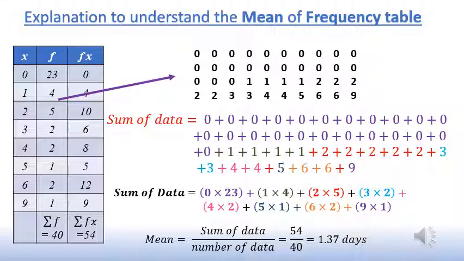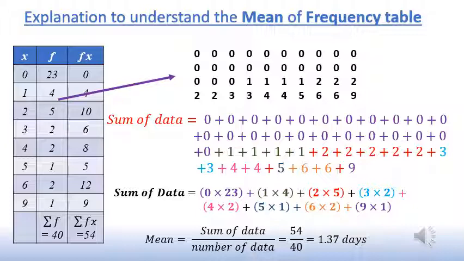Since 0 repeated 23 times, so 0 multiplied by 23. We can write 1 plus 1 plus 1 plus 1 as 1 multiplied by 4. And there are 2 plus 2 plus 2 plus 2 plus 2, so we can write 2 multiplied by 5, and so on. The first product is 0 multiplied by 23, the second product is 1 multiplied by 4, and the third product is 2 multiplied by 5, and so on. Same products as we used in the previous solution.